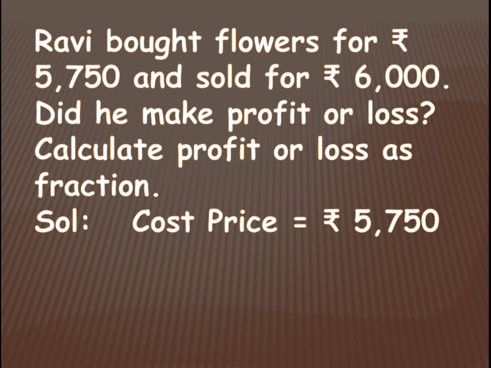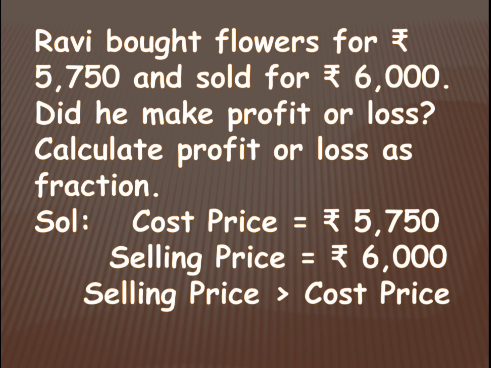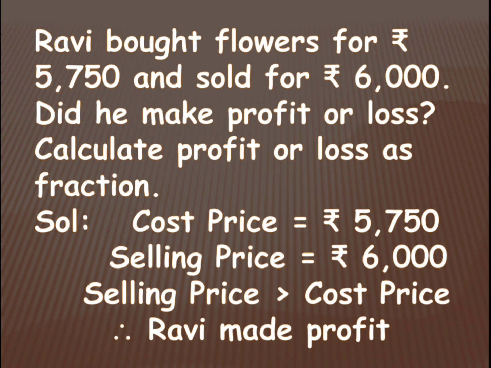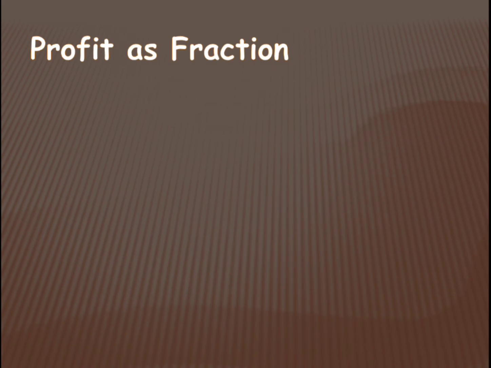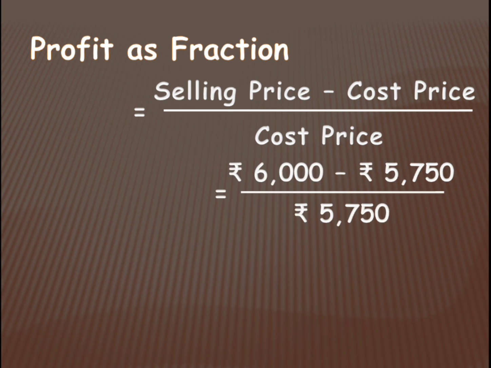See, cost price equals 5,750, selling price equals 6,000. Selling price is more than cost price, that means Ravi got profit. Now we have to find the profit fraction. The formula for profit fraction is profit by cost price. Here they did not mention the profit, so we have to find it using selling price minus cost price. Selling price 6,000 rupees minus cost price 5,750 rupees. Then you will get 250 rupees divided by 5,750 rupees.